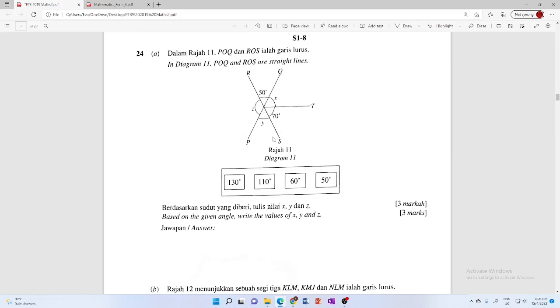Oh, question 24a. POQ and ROS are straight lines. So we need to find out the x, y, and z. We know that ROS is a straight line, and the total angle on a straight line is 180. So your x should be equals to 180 minus 50 and minus 70. That's equals to 60 degree.